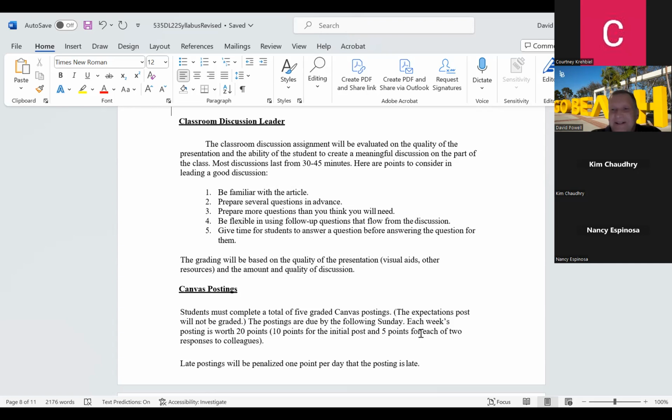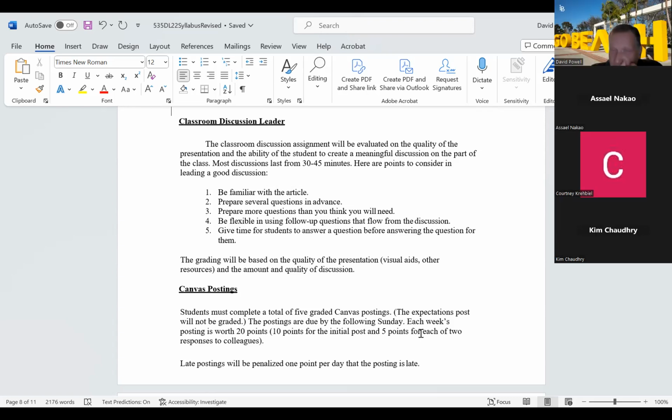For the discussion leader, are we summarizing the article? Or are we assuming that everybody's read the article and just simply asking questions? That's a good question. I think it's good to summarize it because there are a lot of articles in the class. So it's good to summarize it in the beginning just to make sure everyone's on the same page with the article. And then you can go into your question. So there's nothing wrong with a summary in the beginning. Okay, thanks. Yep, absolutely.